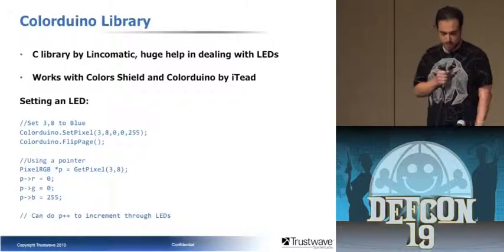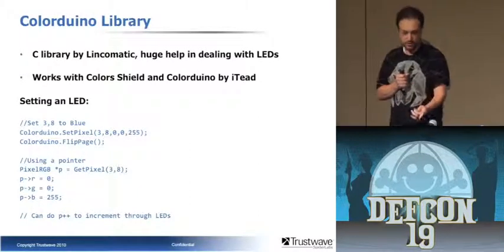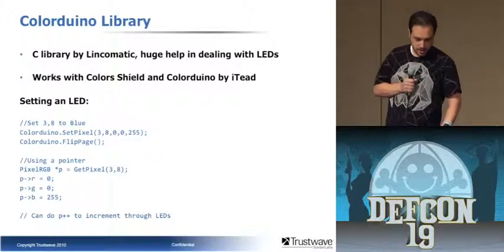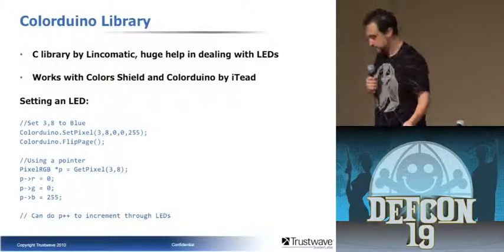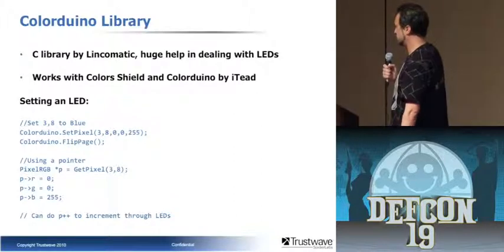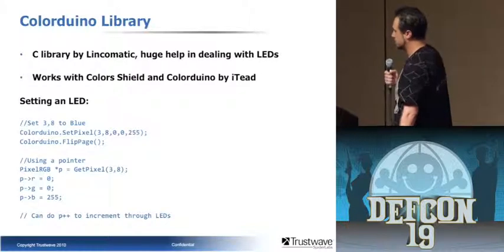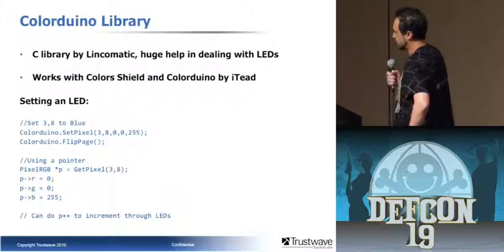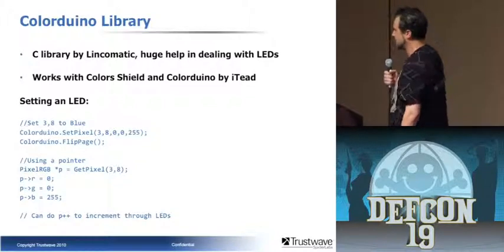So this is the cool stuff. The Arduino library is a huge help in dealing with the LEDs. Setting an LED, for those of you who try to figure out how to do this, is very simple. There's some basic code there to do it. If I want to set coordinate x3, y8 to blue, I can do set pixel directly, or I could do it using a pointer and do increment. I didn't write this.